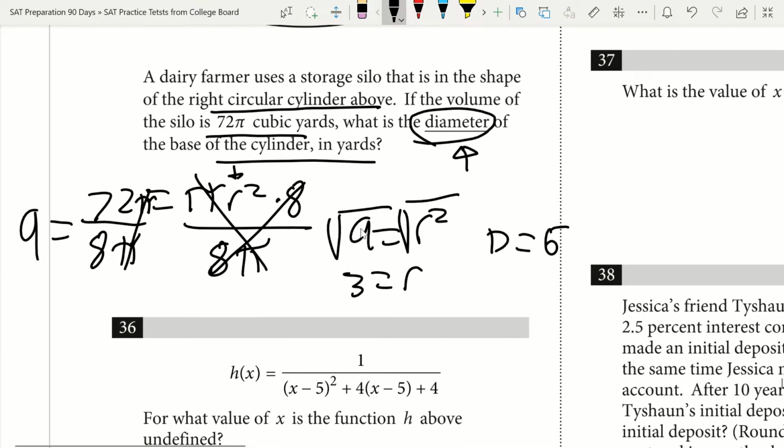So I'd take my radius, r times 2 equals d. Radius is 3, 3 times 2 gives me 6. So my answer there is going to be 6 for my diameter.